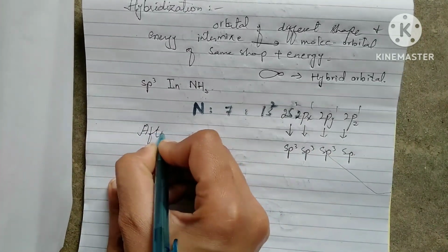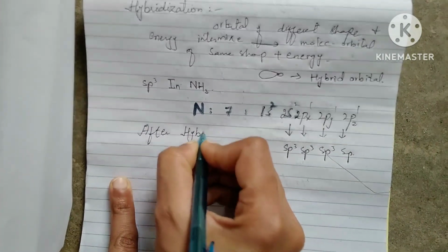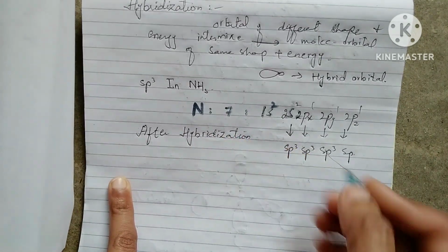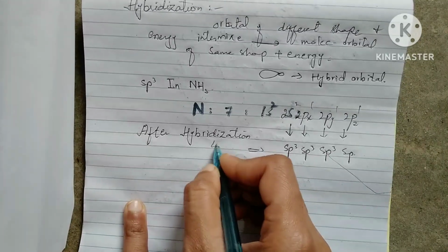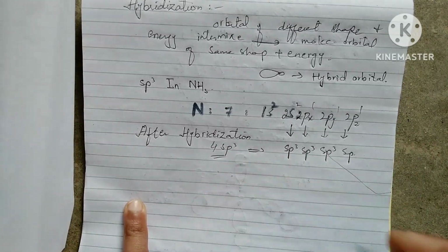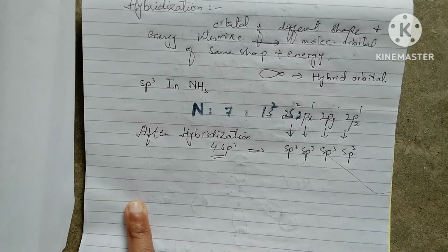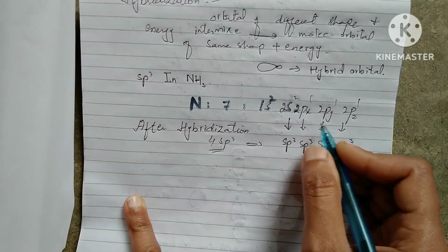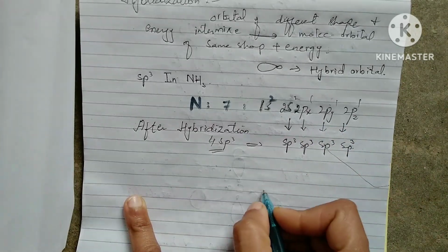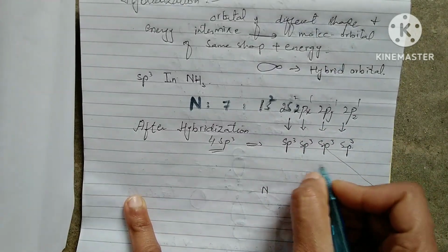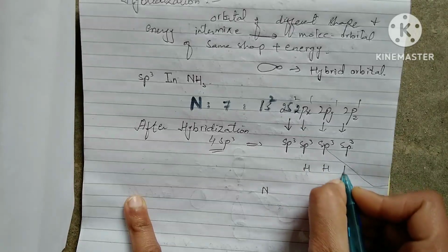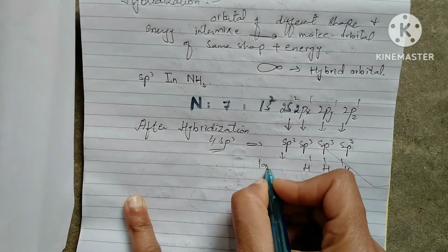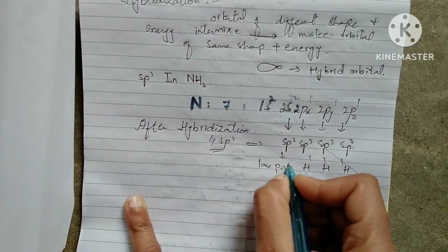So after hybridization, we will get 4 sp3 hybrid orbitals, right? These three, which have 1 electron in each, will form bonds with the 3 hydrogen atomic orbitals. And that one will act as a lone pair.